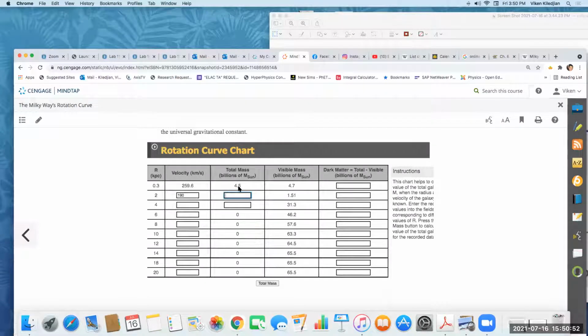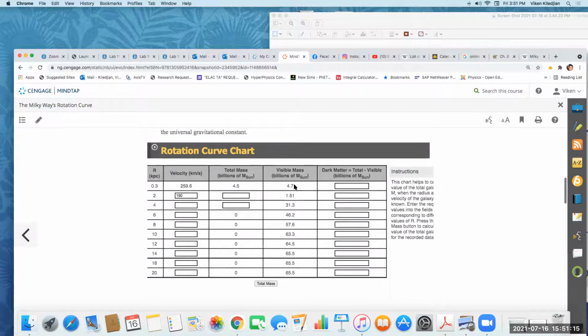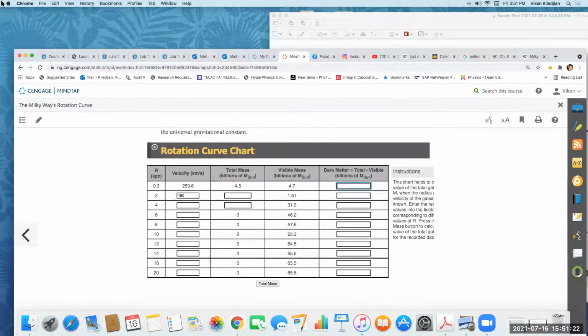Okay? And then this is telling us the visible mass, in billions of solar masses, so that means dark matter is the total mass minus the visible mass. So that's weird. They've already done the calculation for the visible stars, the stars that we actually see. Okay, so then let's see here. If this is 4.7, this should be almost like a negative mass for dark matter. Negative 0.2. That's weird.